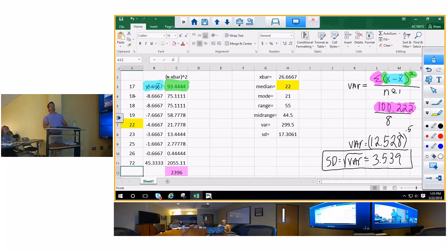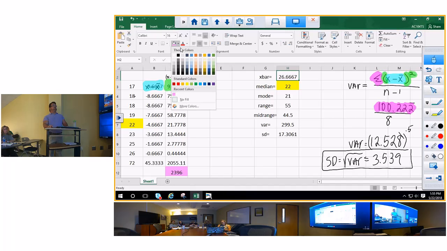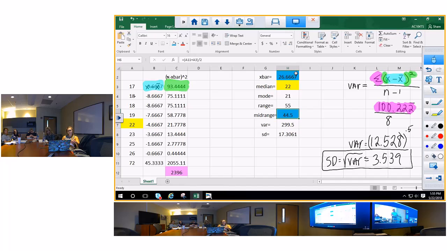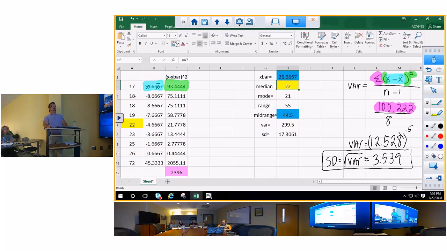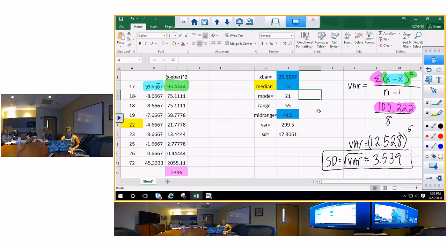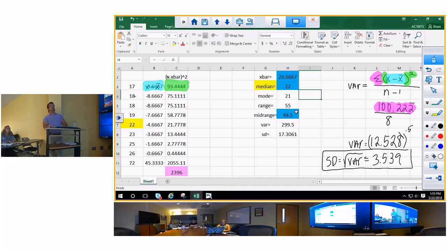So I'm going to take my handy-dandy highlighter, and let's color this one blue, and let's color this one blue, and I'm going to color this one blue, but I'm also going to color this side right here yellow. Things I do for y'all. All right, 26, 22, and 44. That basically tells you, as a presenter, that this data is all messed up.